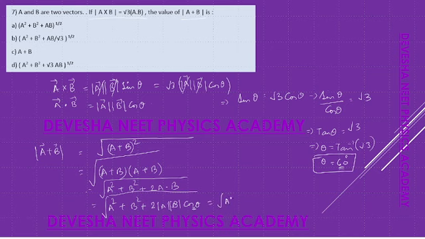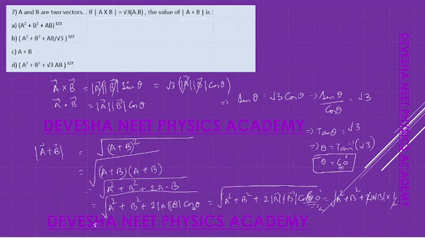So we can write it like this: A square plus B square plus 2 AB cos 60 degrees, right? So this is the entire square root here. Cos 60 degrees is equal to half here. So we can write it A square plus B square plus 2AB into half. So half and this 2 will get cancelled.